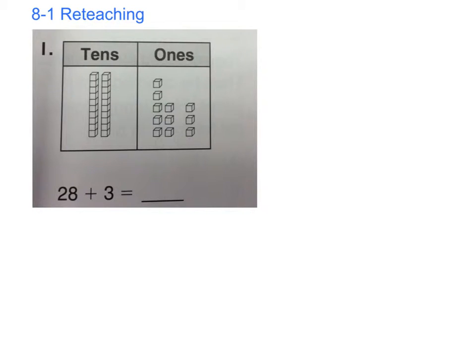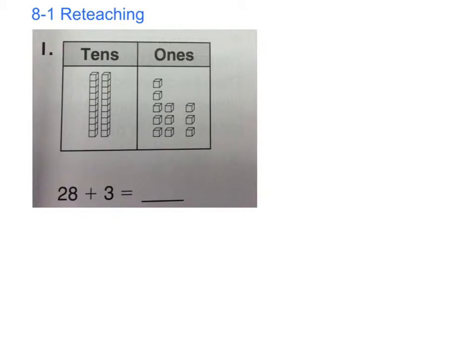This video is for reteaching page 8-1, problem number 1. In these problems, we are regrouping 10 ones as one set of 10. This means that we trade 10 ones for a set of 10. These problems will help students when we begin to add two-digit numbers where the number in the ones place is 10 or larger. Let's look at problem number 1.